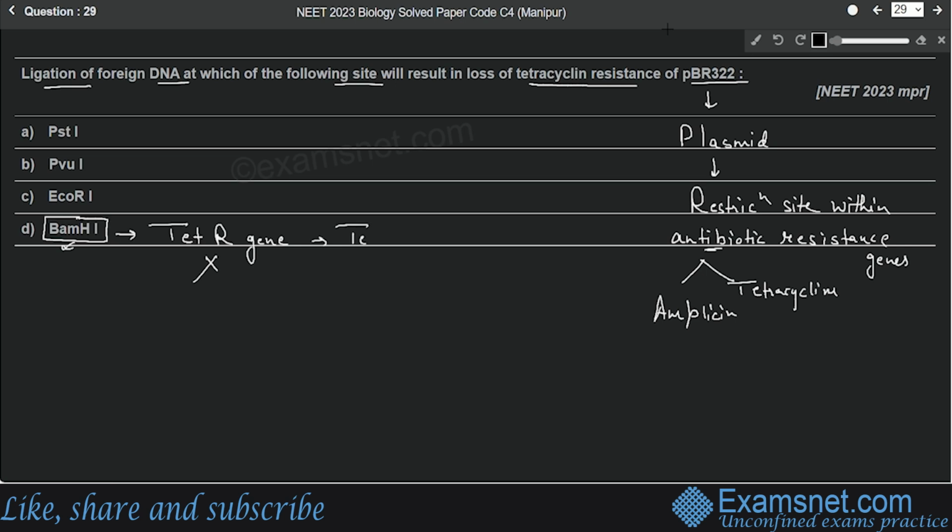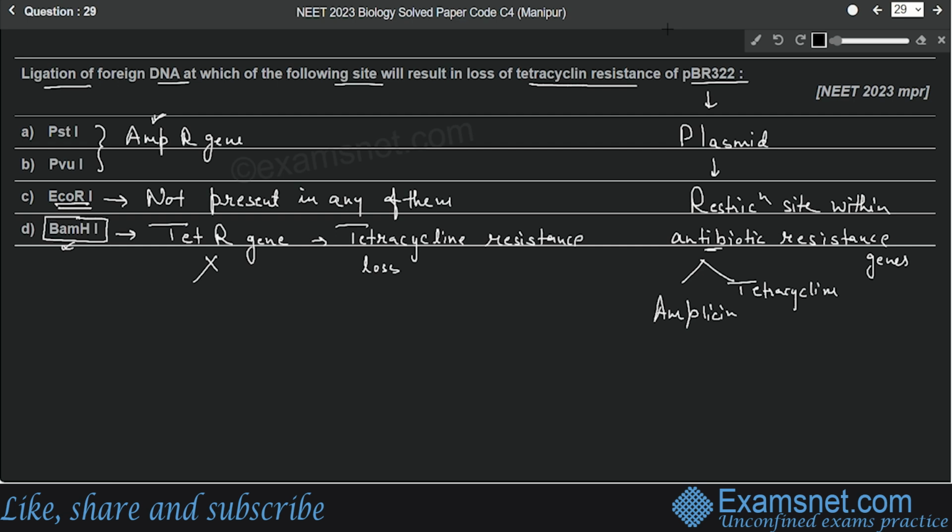The first two sites, PstI and PvuI, are present within the ampicillin resistance gene. Therefore, if we insert the foreign DNA at these sites, then what will happen? The tetracycline resistance gene will not be disrupted. Yes, the ampicillin resistance gene will be disrupted, but it will not affect the tetracycline resistance gene. And the third one, EcoRI, is not present in any of them, neither in the ampicillin resistance gene nor in the tetracycline resistance gene.